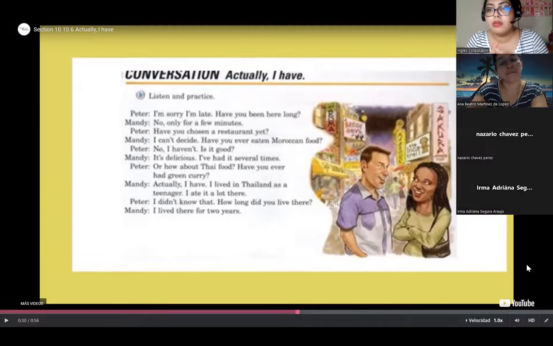Aquí tenemos la combinación de dos estructuras, el presente perfecto y el pasado simple. No las estamos uniendo como tal en una sola oración, sino que a través de la conversación vamos incluyendo estos detalles de el presente perfecto y el pasado simple.